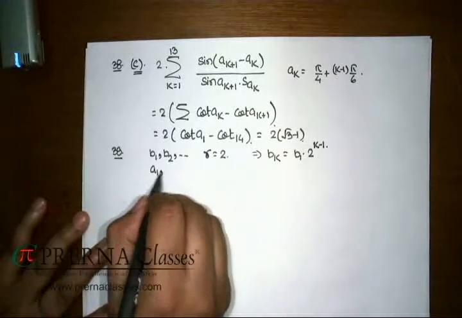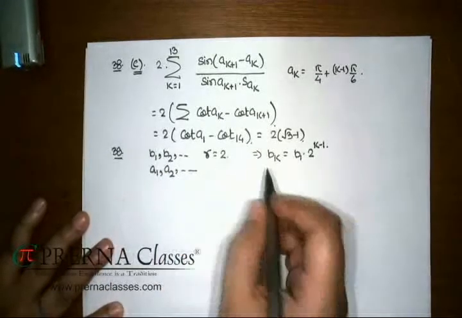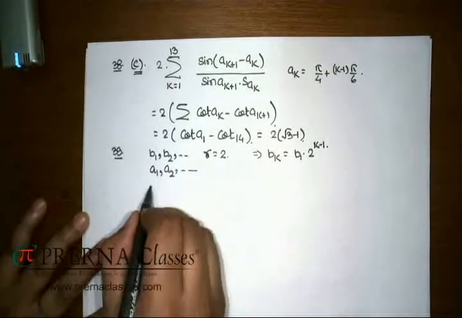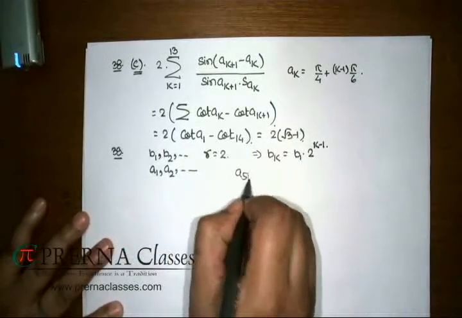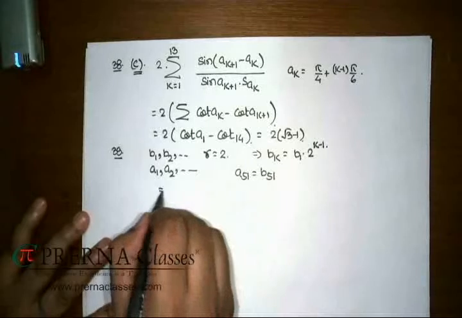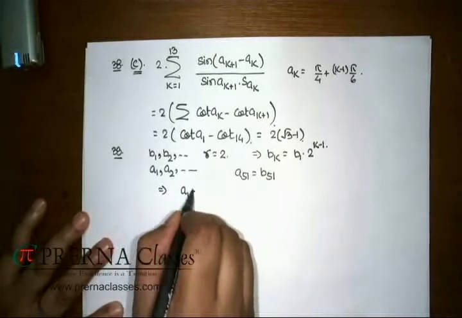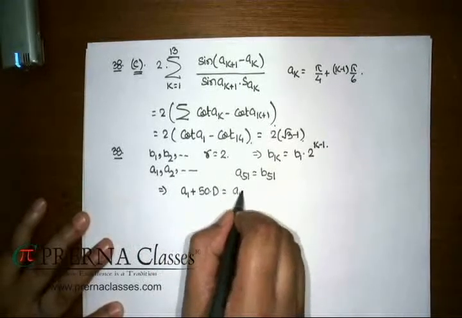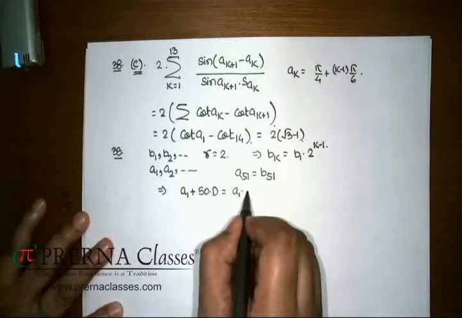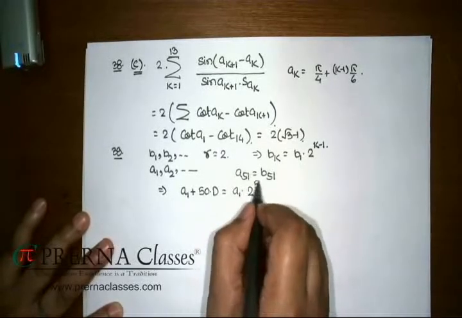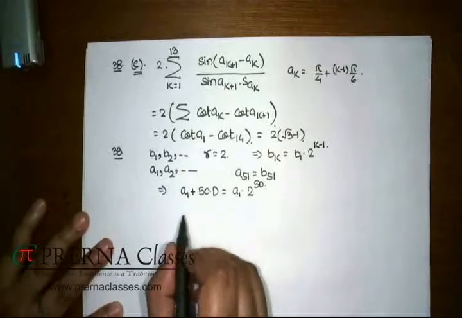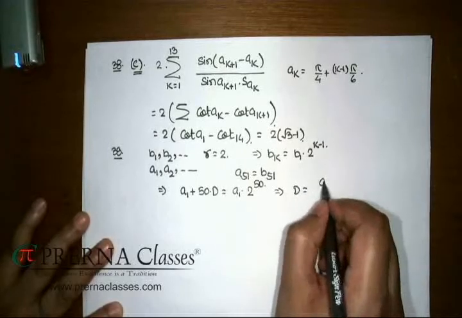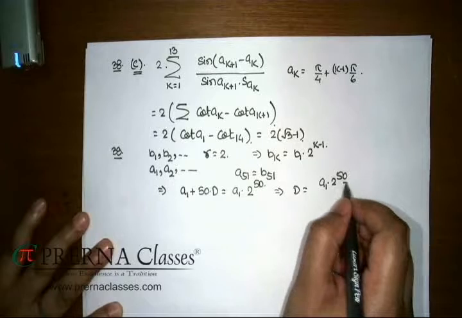And since the AIs are in AP, and further it is given to you that A1 and B1 are the same, and A51 and B51 are also equal, let's make them equal. Instead of B1 I am utilizing A1 here. This is then going to be 2 to the power 50. Then the common difference is known to you as A1.